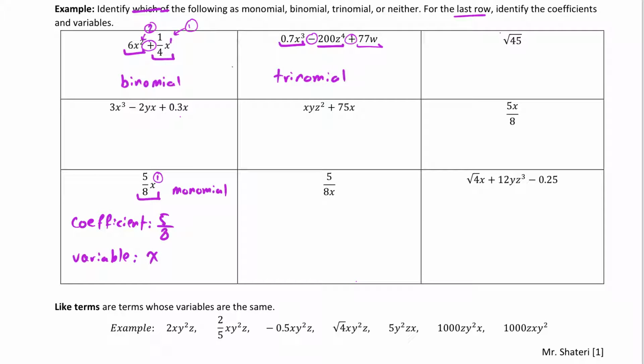Now, take about 2 or 3 minutes to do these questions, and then you can check your answers afterwards. Okay, let's go through the solutions here.